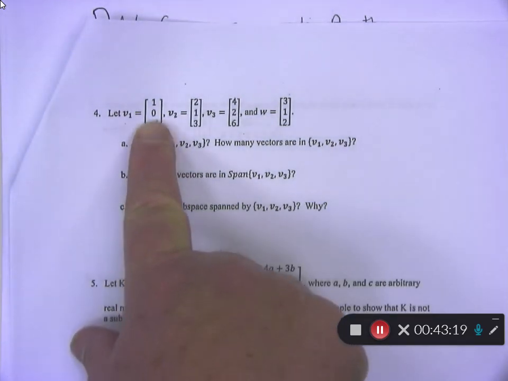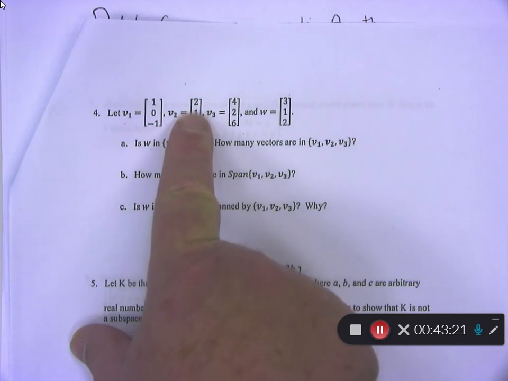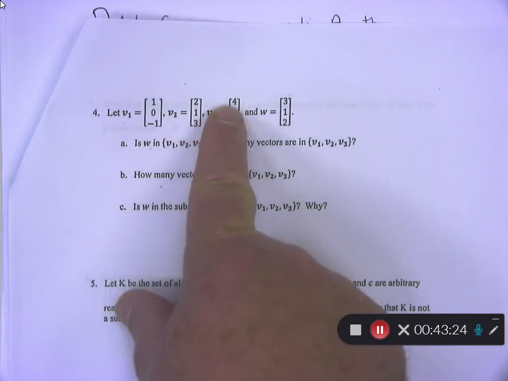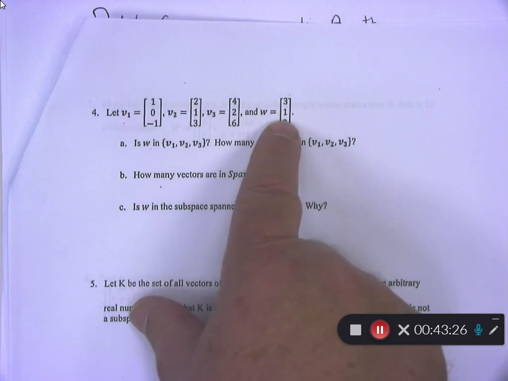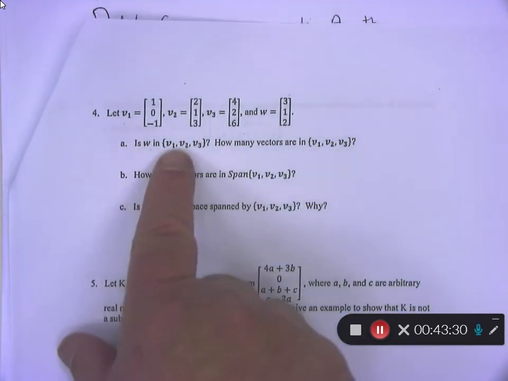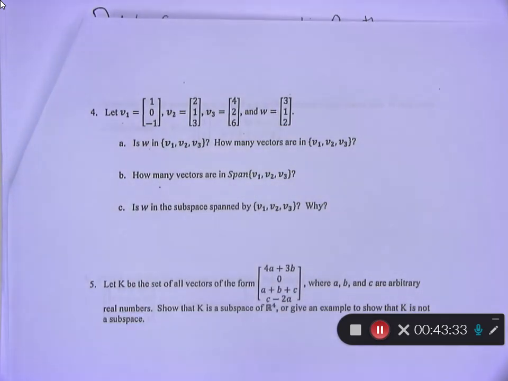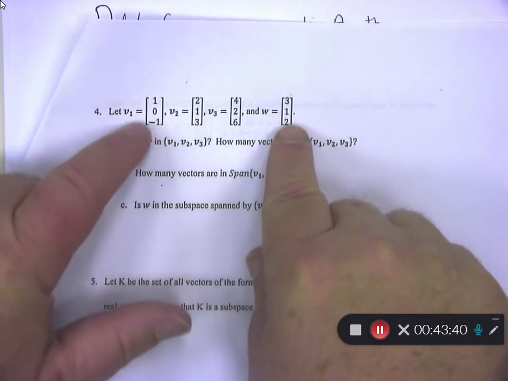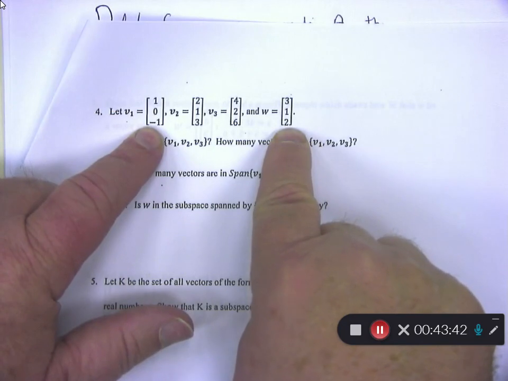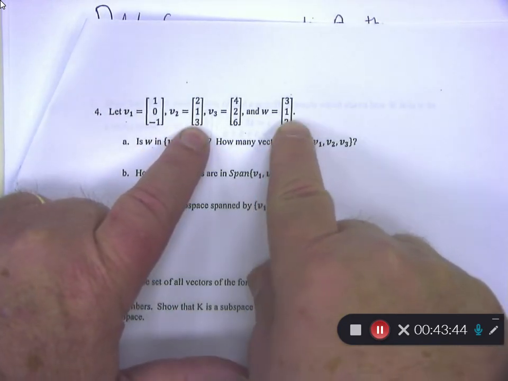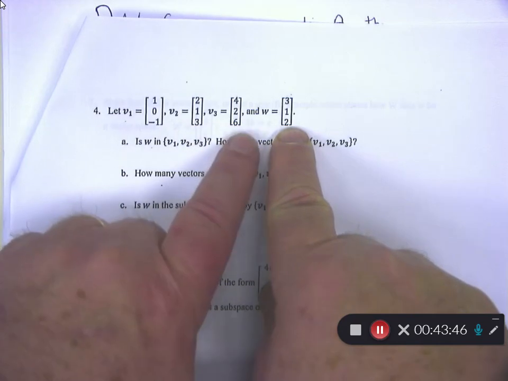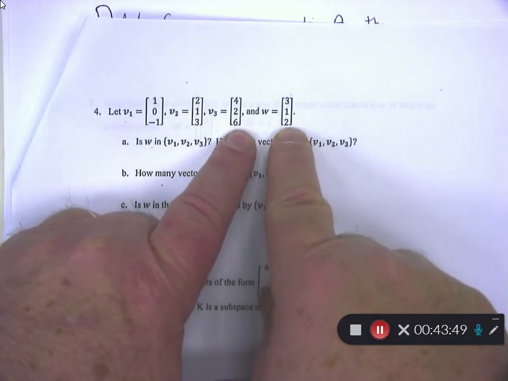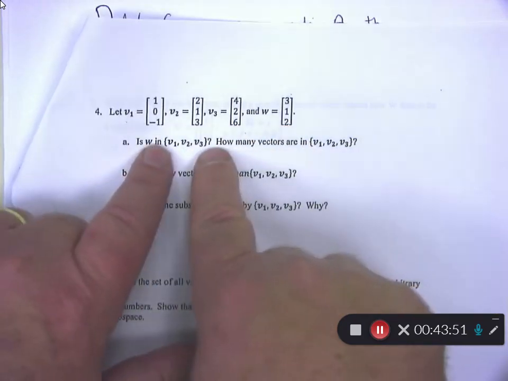Vector V1 is 1, 0, negative 1. V2 is 2, 1, 3. Vector V3 is 4, 2, 6. W is the vector 3, 1, 2. Is W in {V1, V2, V3}? Is (1, 0, negative 1) W? No. Is (2, 1, 3) the vector W? No. Is (4, 2, 6) the vector W? No. W is not in that set.